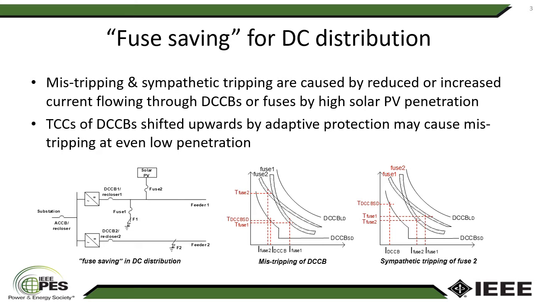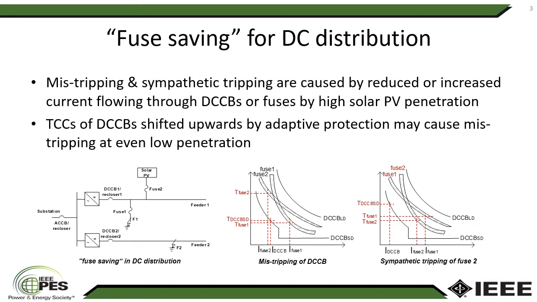In the US, utilities normally adopt fuse saving for conventional distribution networks. Fuse saving can still be used in DC distribution, like this figure shows. Because of the reduced or increased fault current flowing through protection devices, mistripping or sympathetic tripping can occur in DC distribution because of the solar PV integration, like these two figures illustrate.